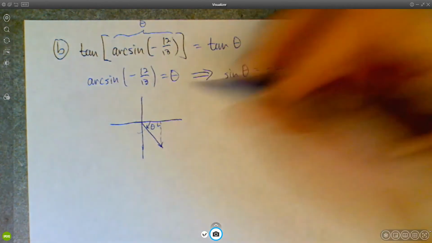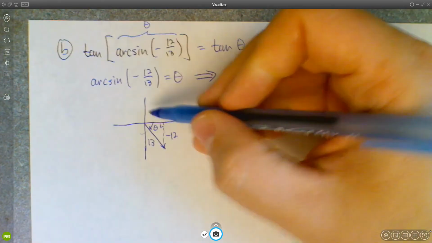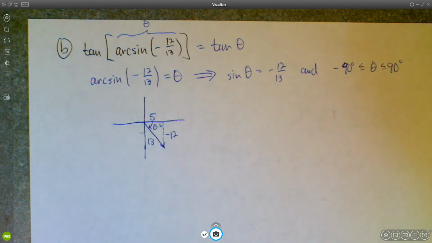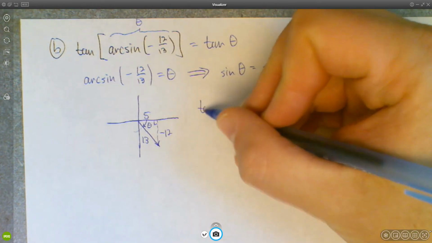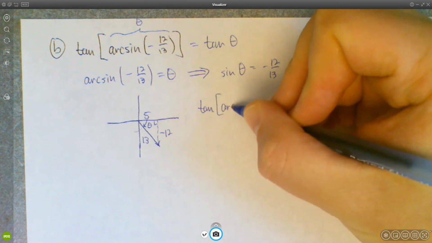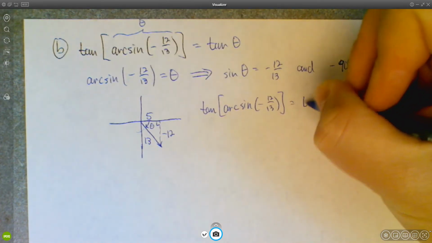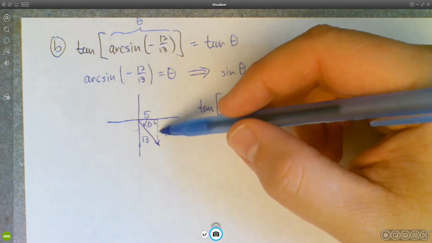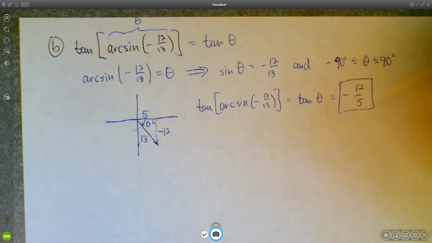Sine theta is opposite over hypotenuse. If you solve for the missing side, you can use the Pythagorean theorem. You should get 5. This is a 5, 12, 13 triangle. So then tangent of arc sine of negative 12 thirteenths equals tangent of theta, and tangent theta is opposite over adjacent. That's negative 12 fifths. And that's that.